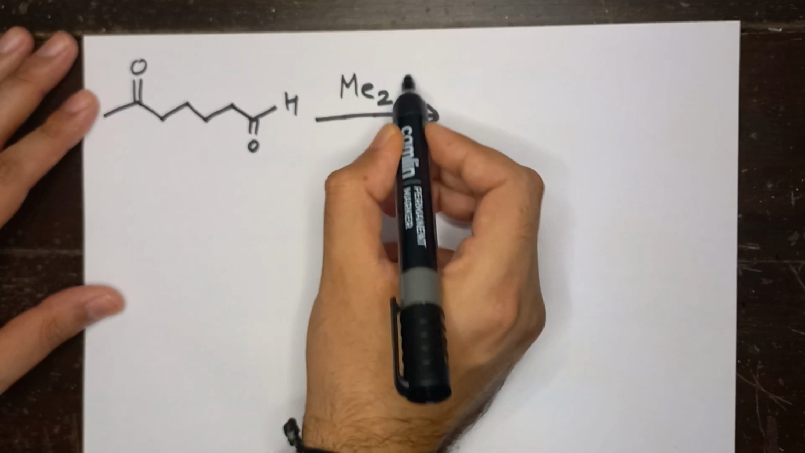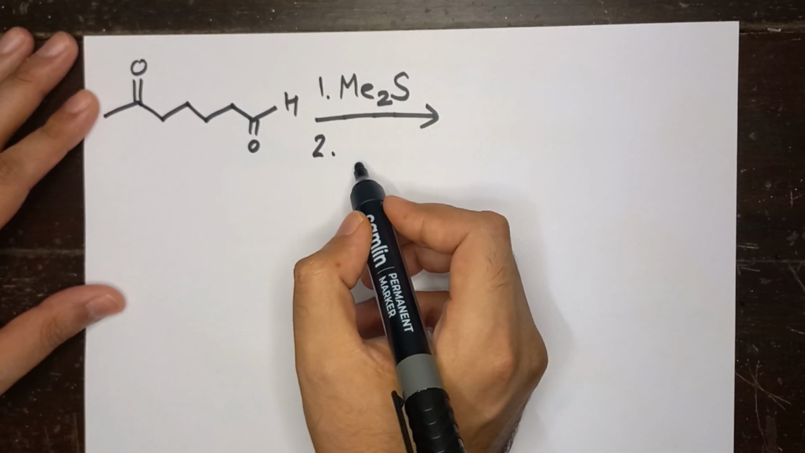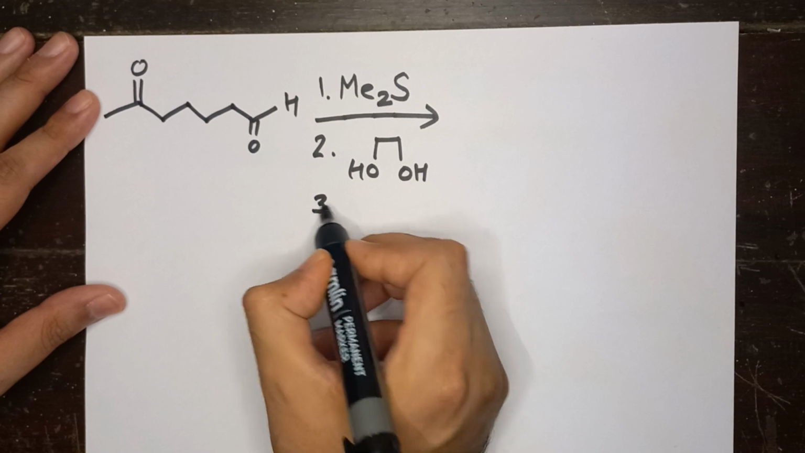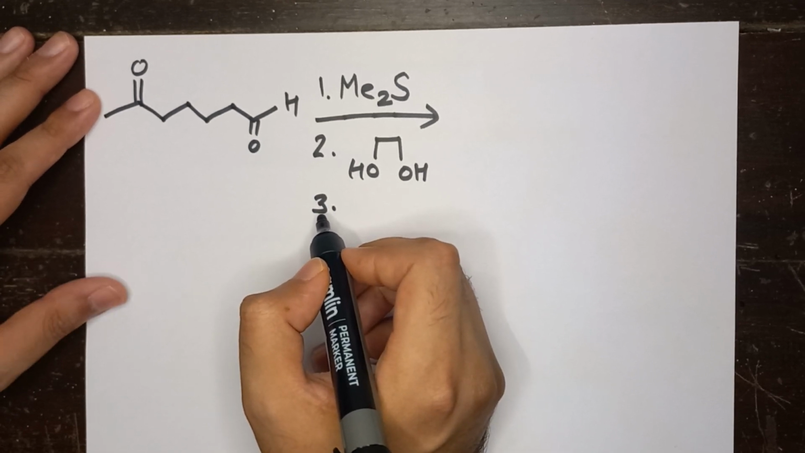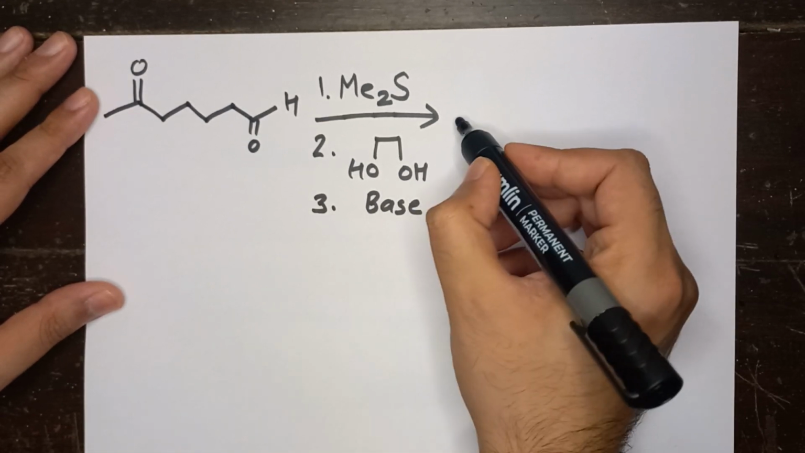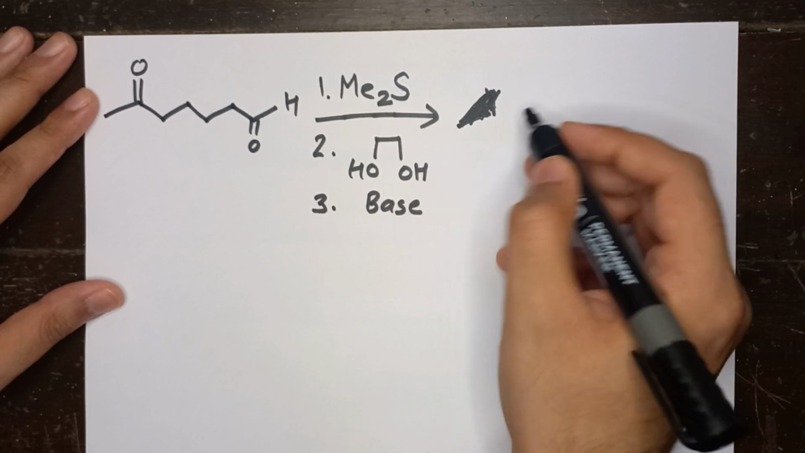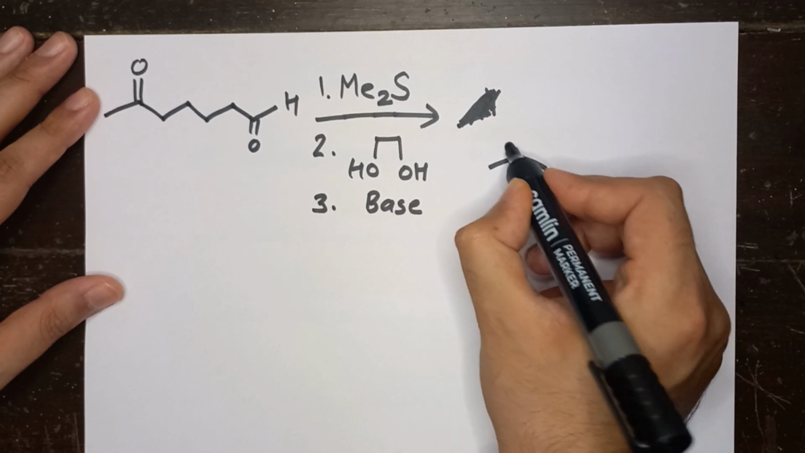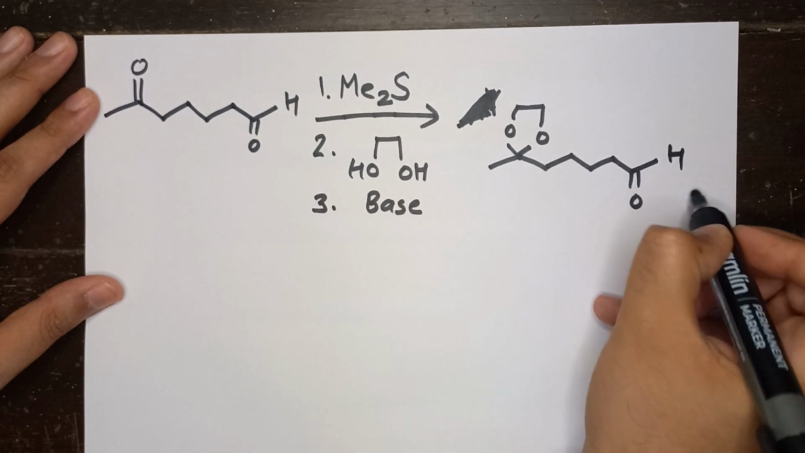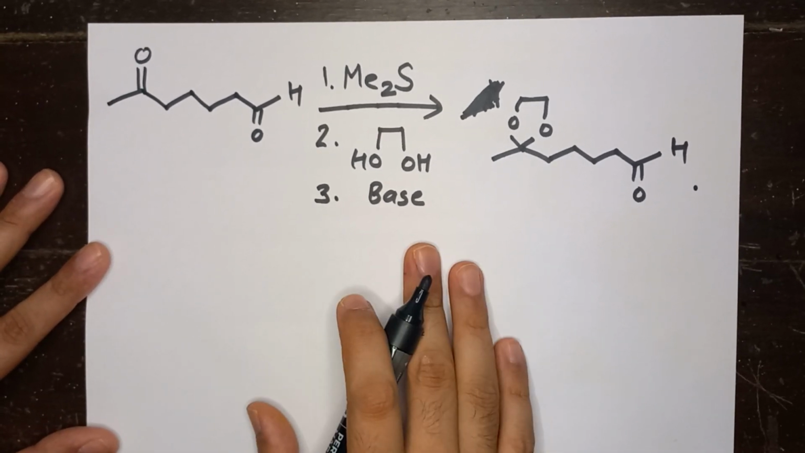We have dimethyl sulfide as one of the reagents in the first step, and then in the second step we have a diol, and then in the third step we have a base, and the product we are getting is this one. So feel free to pause the video and try the mechanism for this reaction.